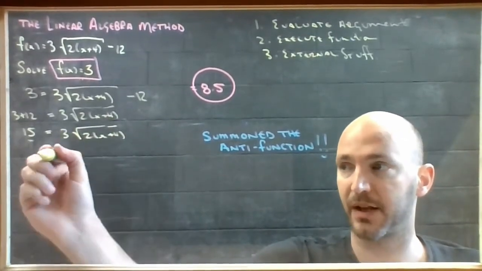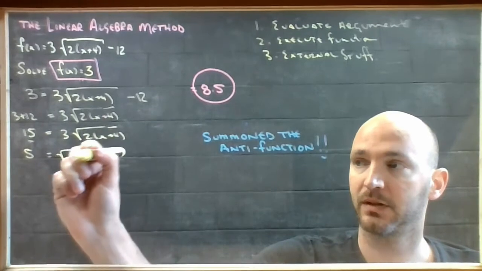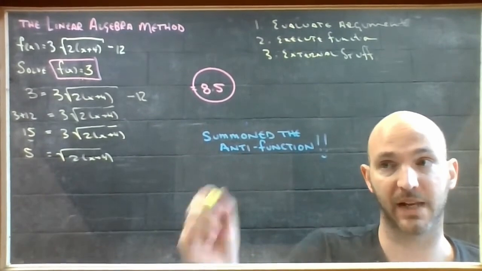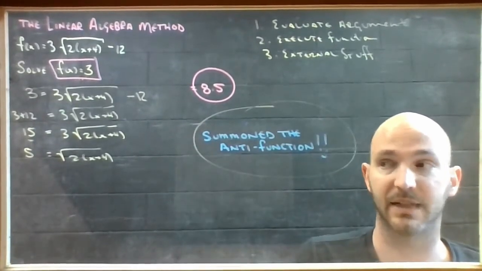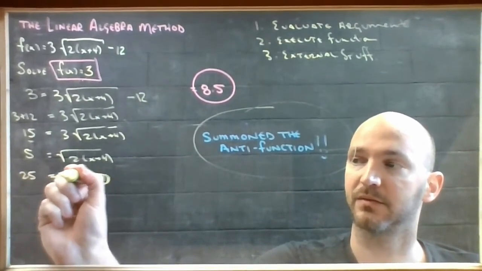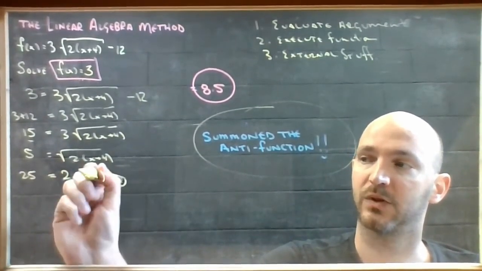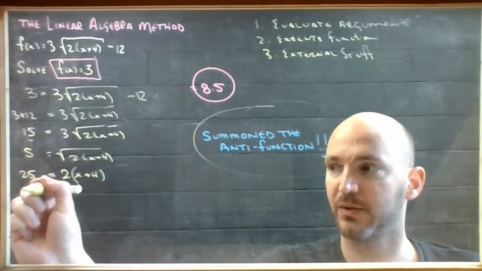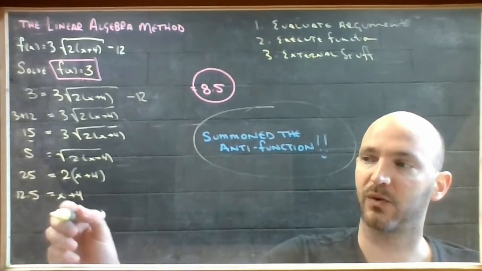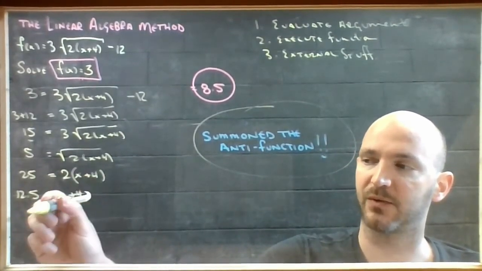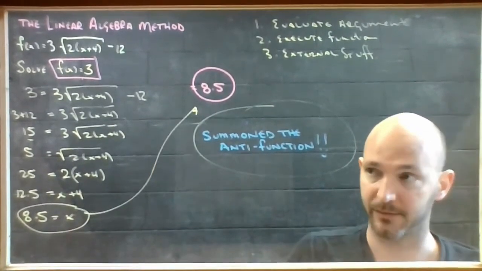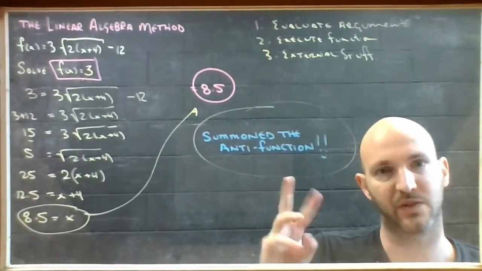Right, divide both sides by 3, gives you 5. In order to break a square, you have to square root both sides because you are summoning the antifunction. Square 5, you get 25. Don't forget your brackets. Divide both sides by 2, gives you 12.5. And bring the 4 over, gives you 12.5 minus 4 is 8.5, which is, of course, the answer we already had.